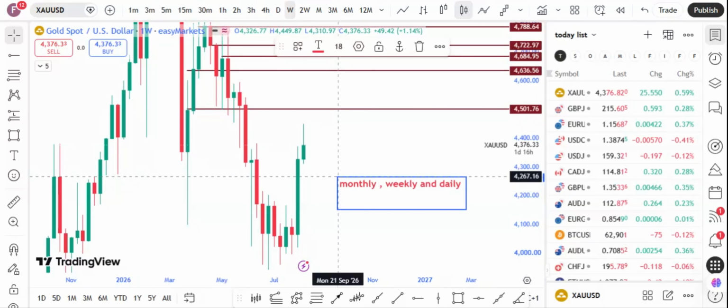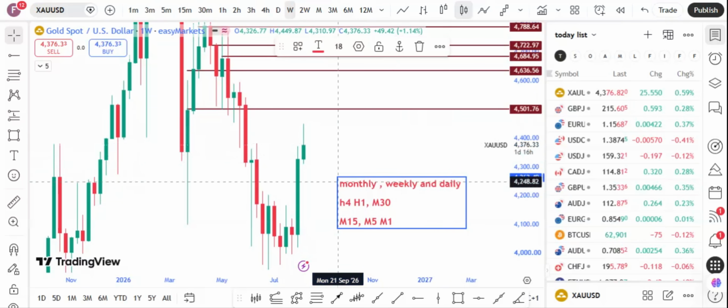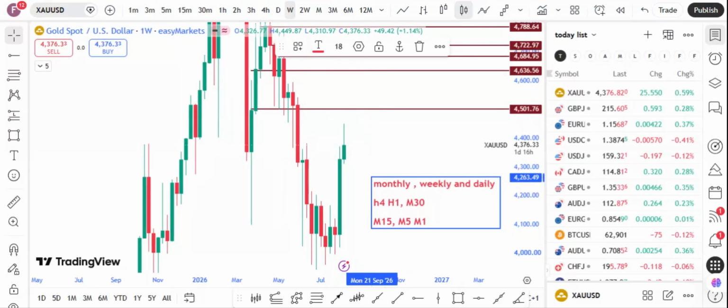If you're looking for setups, you use H4 and H1, or possibly M30. If you're looking for entries, you use 15 minutes, 5 minutes, and 1 minute. So the first thing a trader should do is find your directional bias, and you use a higher time frame to look for it.